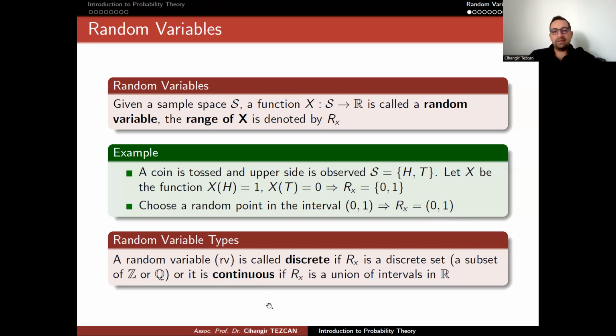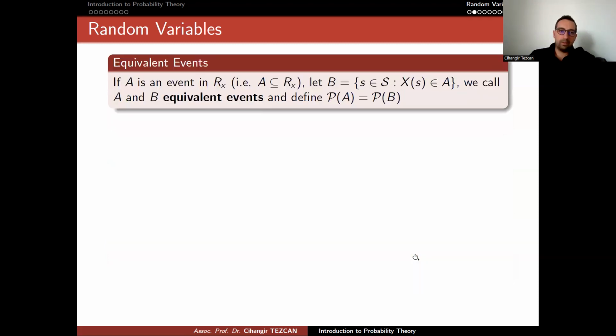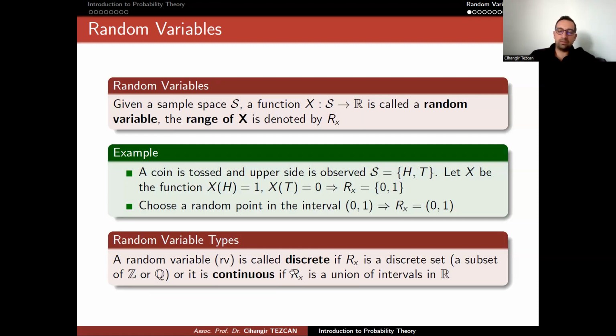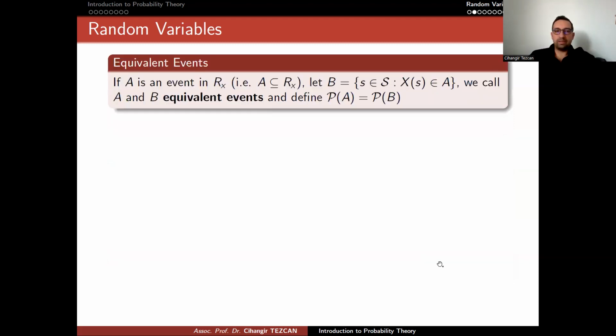A random variable is called discrete if the range of X is a discrete set, in other words, a subset of Z or Q. In this case, as you can see, it is just a subset of Z, 0 and 1. Or it is continuous if Rx is a union of intervals in the real numbers. So it is just, as you can see, an interval. We divided them into discrete and continuous because we will talk about discrete distributions and continuous distributions, random variables, in other words. Okay.